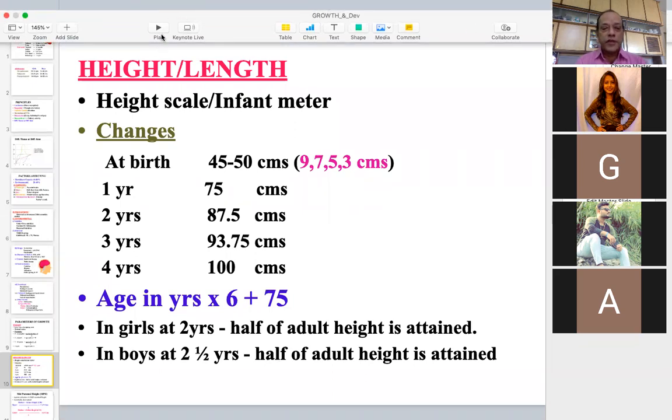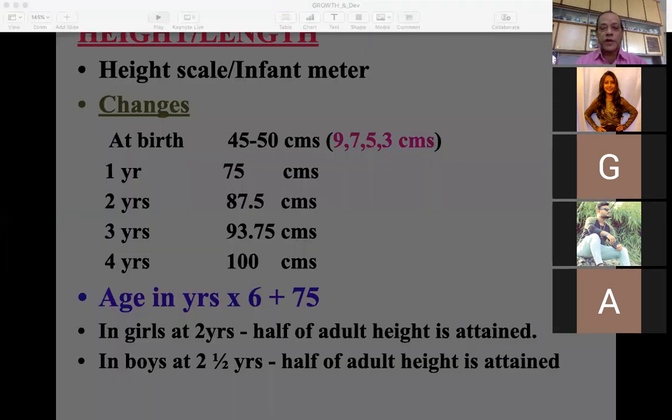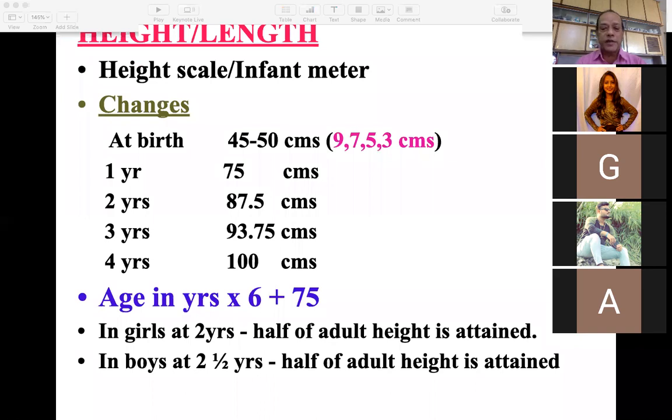So in girls at around 2 years of age, half of the adult height is attained, and in boys around 2.5 years, half of the adult height is attained.